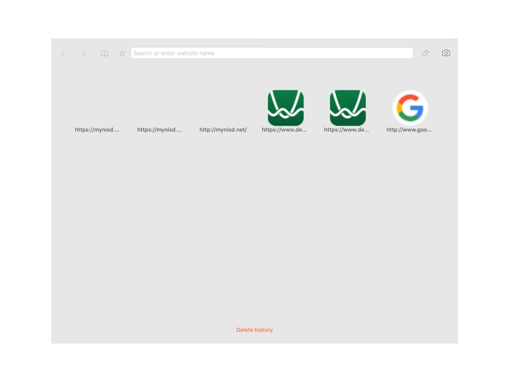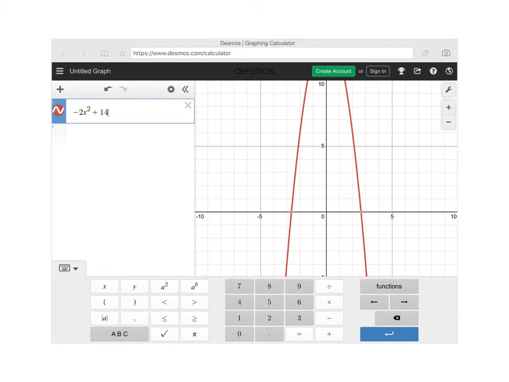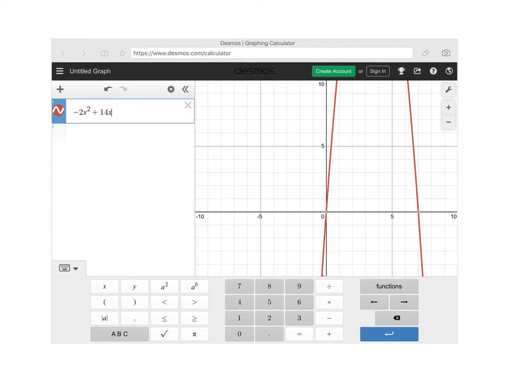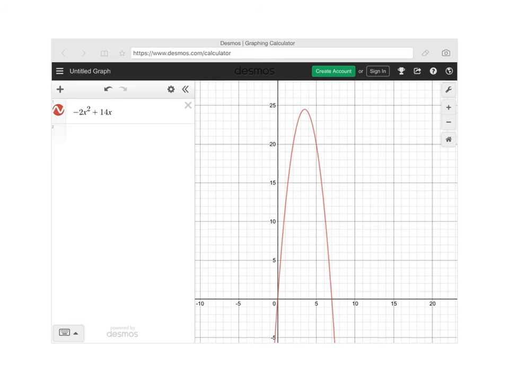Okay, I'm going to add a Desmos graph, and I'm going to graph in here negative 2, and I'm just going to use x squared, but you could do t squared if you wanted to. I think it will still work. Negative 2x squared plus 14x. Oh, it does that to me all the time. 14x. Okay, so now let me see if I can move my graph so I can see all the pieces here.